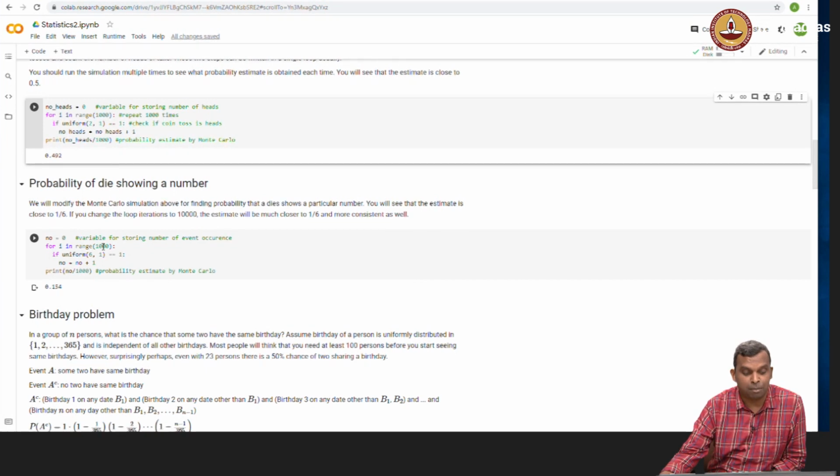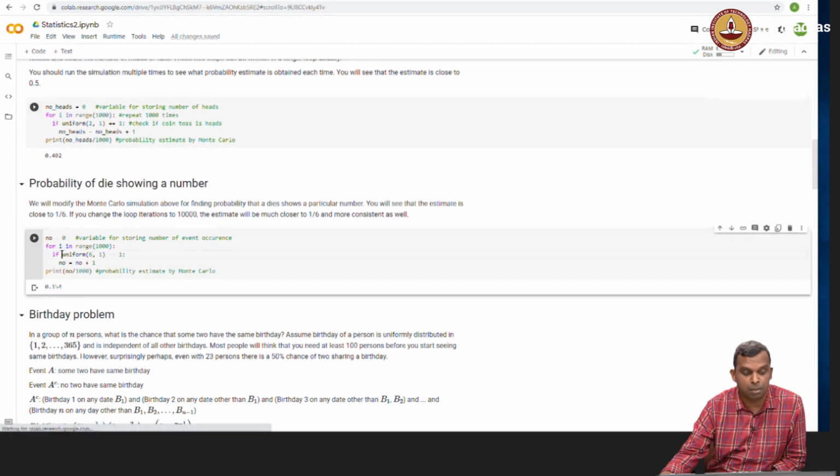Okay, and then my repeat, how many ever times I want to repeat, and I do my experiment uniform of 6, 1, is it equal to 1? Okay, and then I do number equals number plus 1, and finally I print this, right? So I expect this number to be 1 by 6, so 0.157, 0.16 is pretty good.